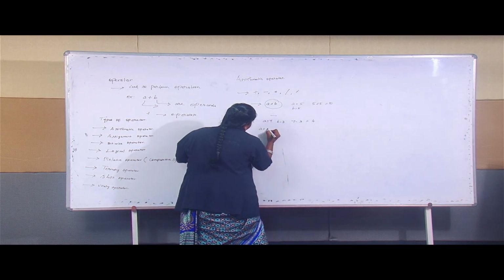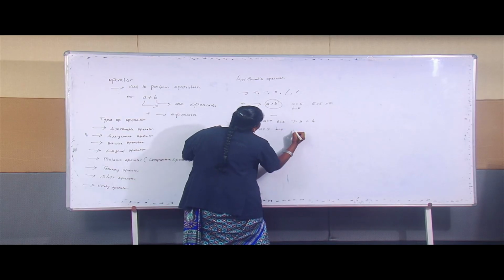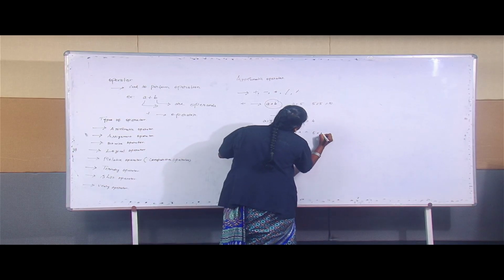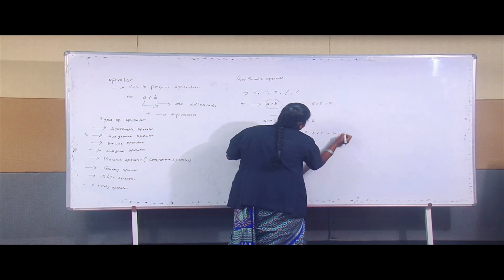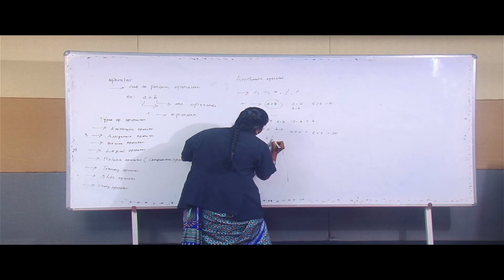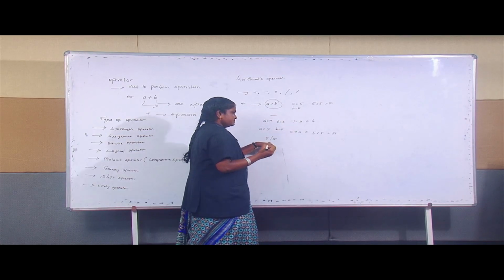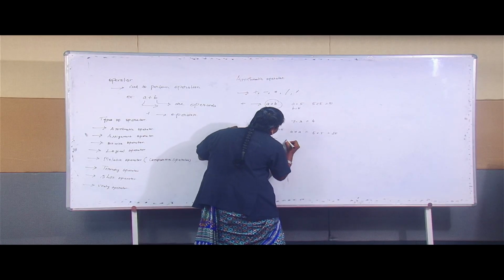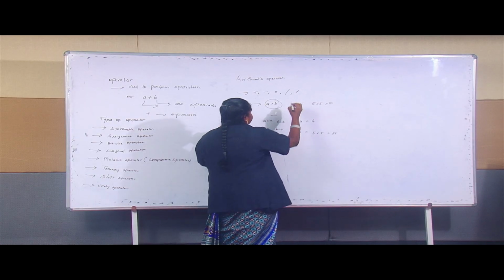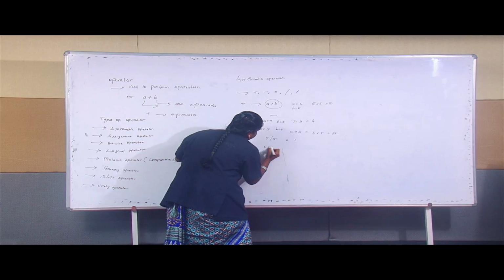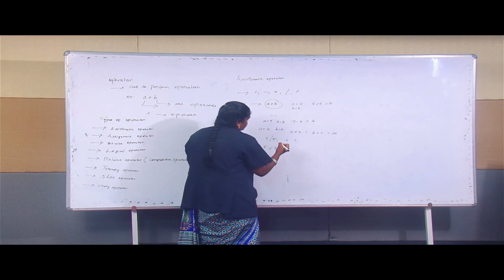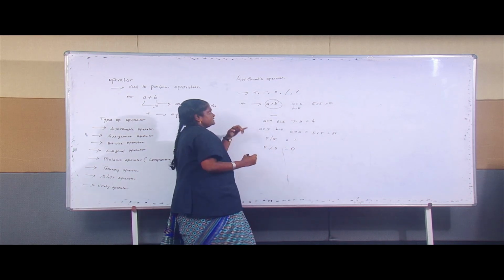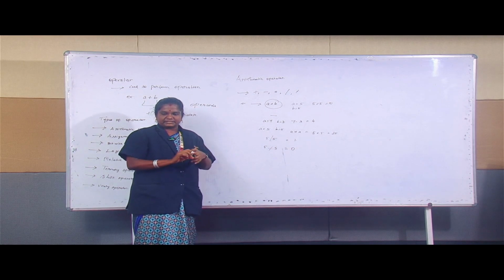Then A value 5, B value 5. A into B equal to 5 into 5, 25. Then 5 slash 5, with this symbol you will get the quotient as the answer. For example, 5 divided by 5, the quotient is 1. Then for modulus, you will get the remainder as the answer. So, 5 divided by 5, the remainder is 0. So, 0 is the answer. This is the arithmetic operator.